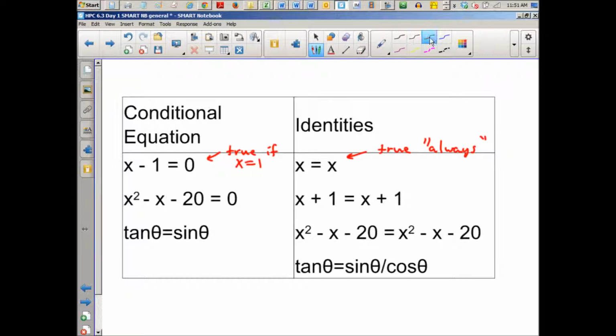Let's go back to this left column. This is true in two cases. I'm going to give you a second to see if you can figure out what two numbers make this true. You can just write them down. Don't shout them out, please. There are actually two numbers that make it true.